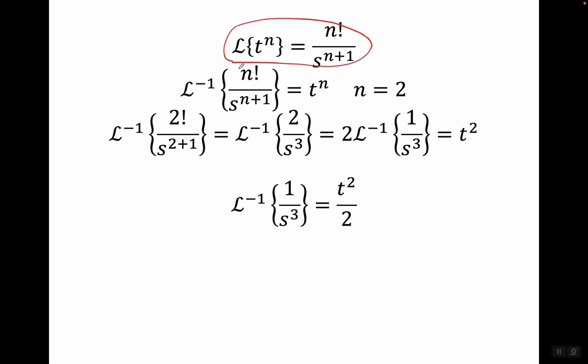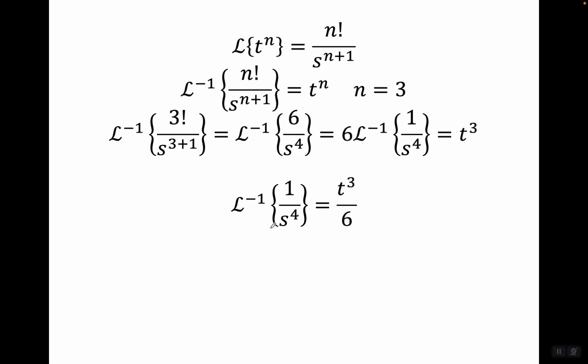Take the inverse Laplace transform of both sides. We end up with this. Okay, so notice, if we're going to apply this formula, n needs to be 2, because this is going to be s cubed. So plug in 2, we get the inverse Laplace transform of 2 over s to the 2 plus 1, which is the inverse Laplace transform of 2 over s cubed. In other words, it's 2 times the inverse Laplace transform of 1 over s cubed. That's t squared, because again, n equals 2.